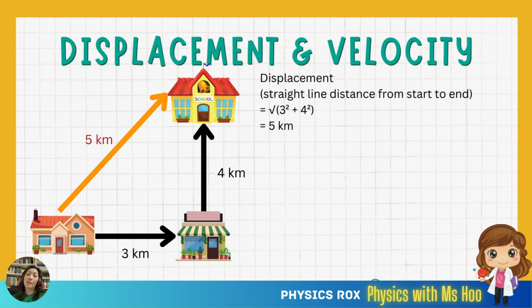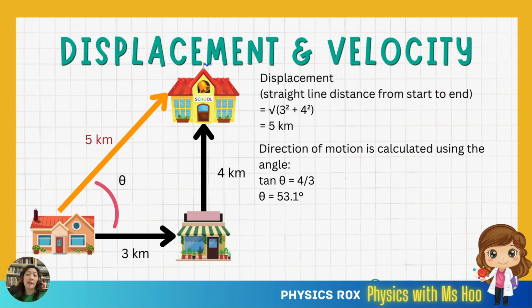Now remember that displacement is a vector quantity, which means that we also need to determine the direction of the displacement. How do we determine the direction? Because we're using a right angle triangle to solve this problem, all we need to do is take the angle between that resultant displacement and one of the lines. In this case, let's take it from the 3 kilometer line. To determine the angle, we're just going to use trigonometry, which in this case, we can use tangent. So we get tangent of theta equals 4 over 3, and that's how we get the value of the angle at 53.1 degrees.